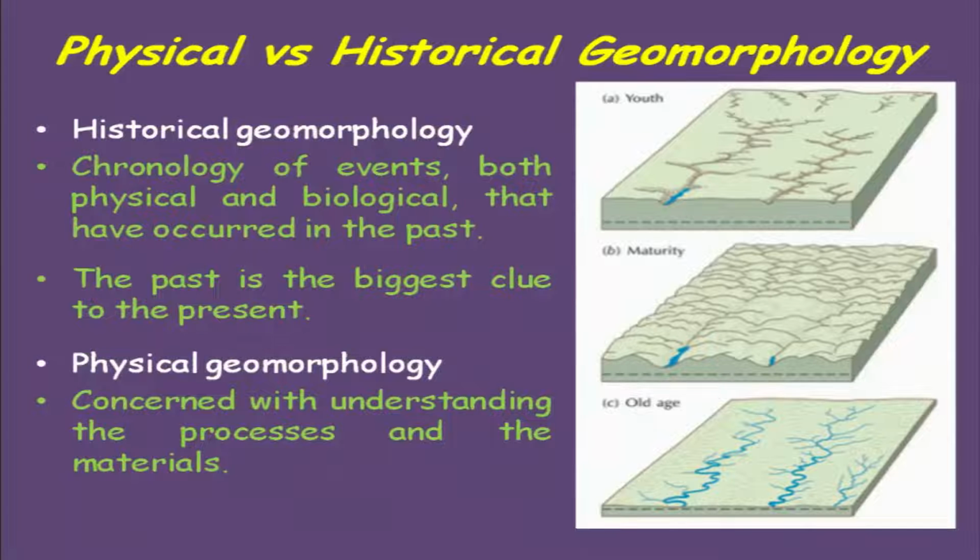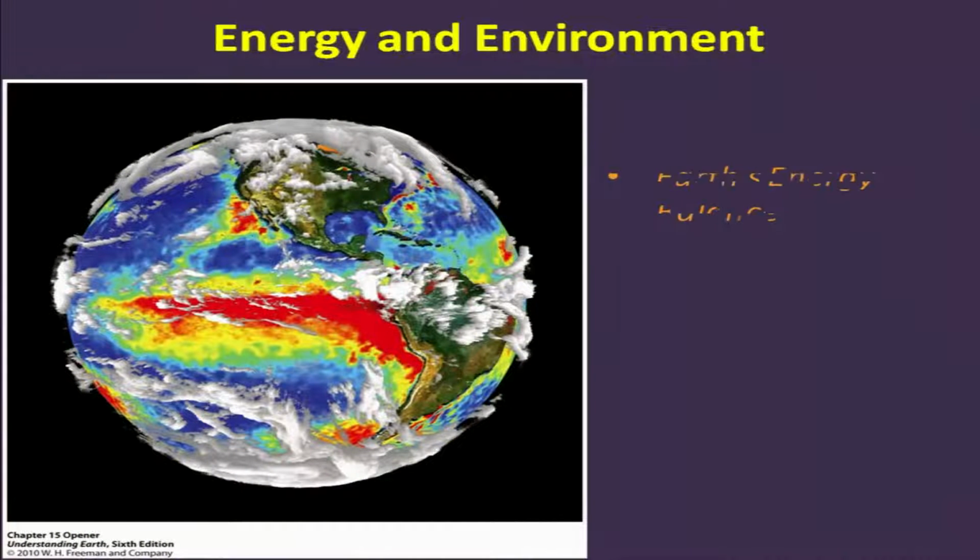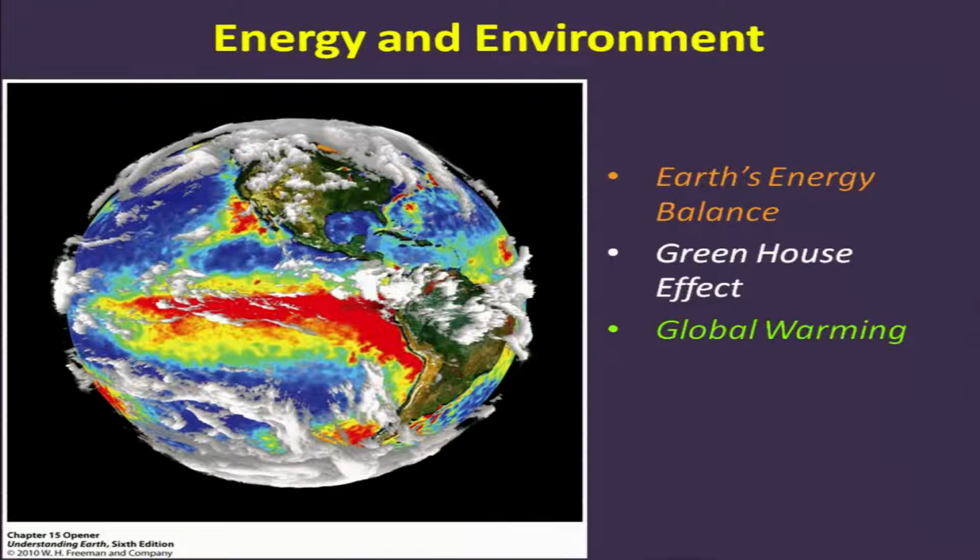Now, let us see what is there in the energy and environment topic. So, earth energy balance, we will talk about greenhouse effect and global warming. And of course, in brief, if possible, we have been discussing the greenhouse effect, and we have talked about it in a couple of slides in the previous lecture also. Let us see earth energy balance.